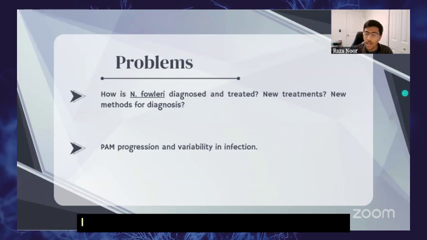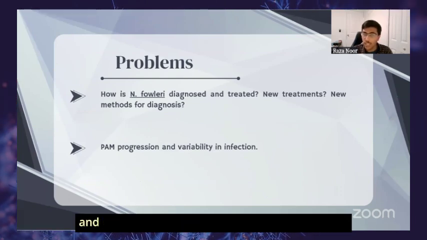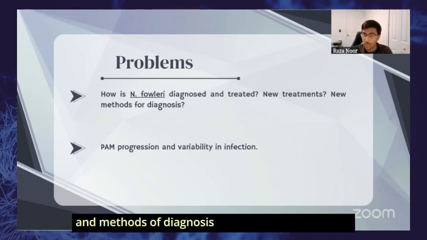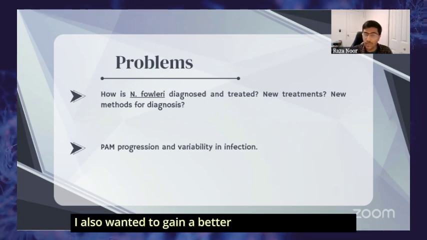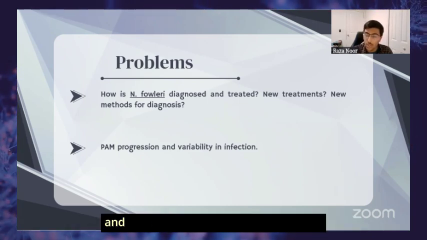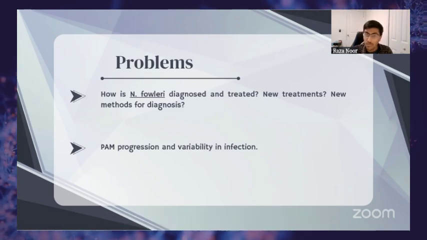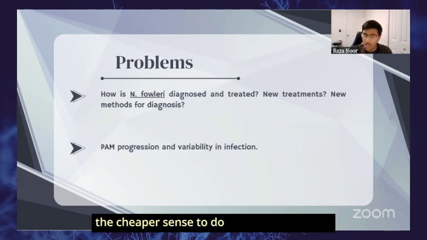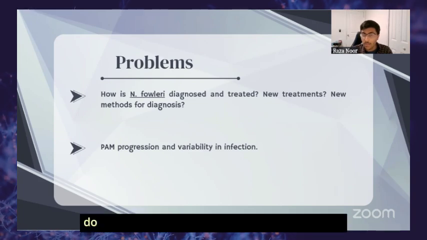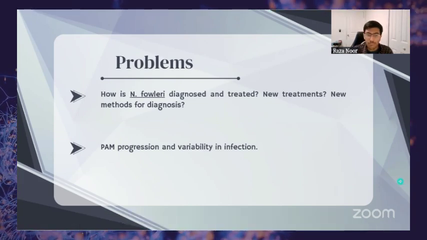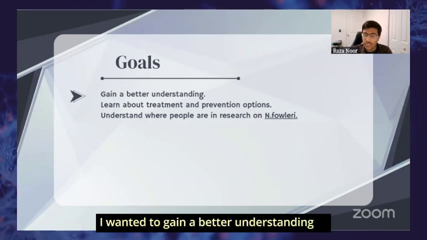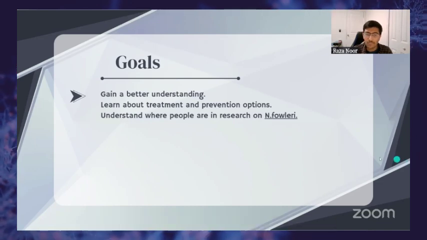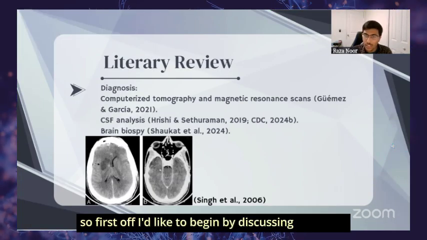So for this research, I wanted to look at how this amoeba is diagnosed and how it is treated, and I wanted to gain a better understanding of the new treatment methods and methods of diagnosis that were being developed. I also wanted to gain a better understanding of how PAM progresses and also some variability in the infection. For example, some questions that have been raised are, why do some people survive infection, the 3% who do, while others do not? And also, why do some people get infected while others do not? So really overall, I wanted to gain a better understanding of how the amoeba is diagnosed, the treatment, and how infection progresses. So first off, I'd like to begin by discussing diagnosis.